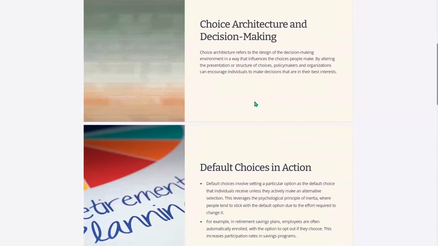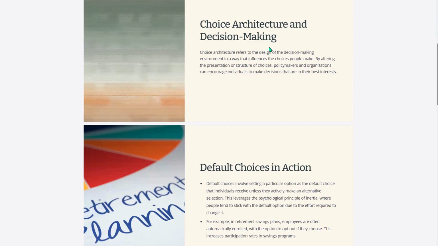I want you to read this loudly for me. Choice architecture and decision making. Choice architecture refers to the design of the decision-making environment in a way that influences the choices people make. By altering the presentation or structure of choices, policymakers and organizations can encourage individuals to make decisions that are in their best interests.